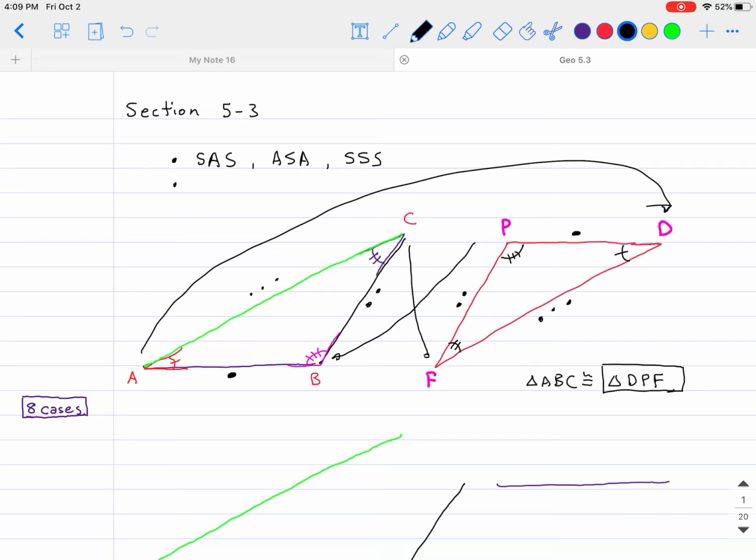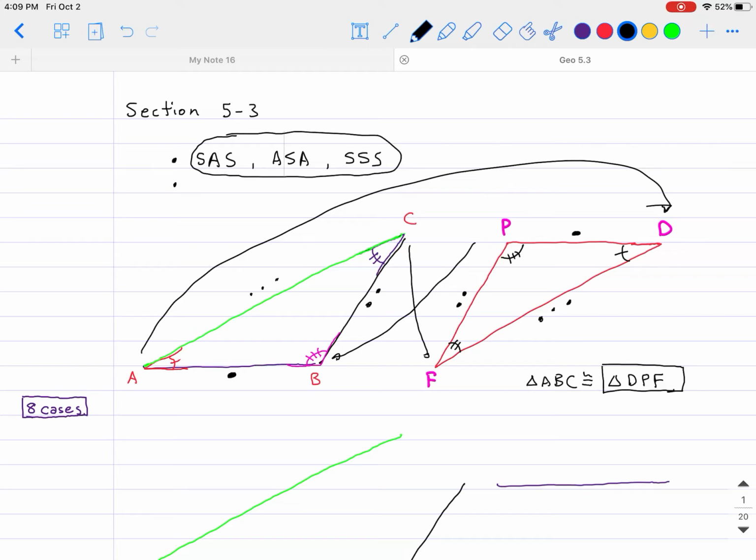So now when we go to, say, 3 of the 6 characteristics, now we actually have something to play with. And that's where you see these guys over here, SAS, ASA, and SSS, come in, because those are the ones that show congruency in triangles. So let me explain what that means first of all. S means sides, A means angles. So for example, SAS would mean side, angle, side.